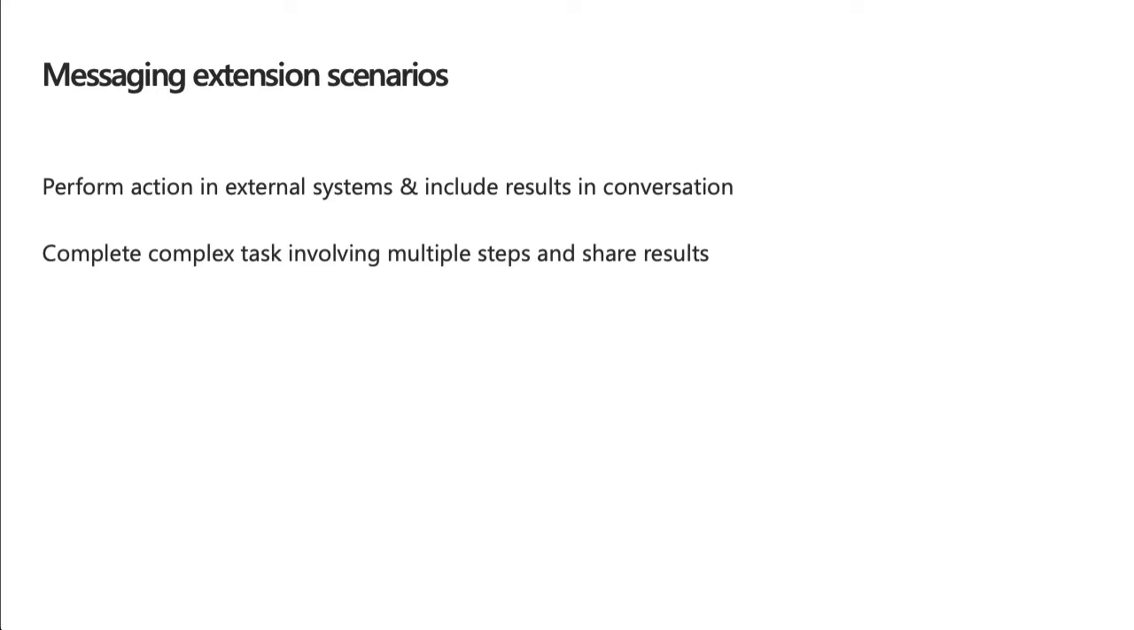Another example is when you need to complete a complex task or one that involves multiple steps and share the results. For instance, consider a user that wants to request approval for a business trip. This involves finding a flight, hotel, and transportation options. After finding the wanted option, they need to submit an out-of-office and expense approval request to their manager. A messaging extension can be used to guide the user through a wizard experience to collect information and then use that to start the approval process and display a summary in the conversation.